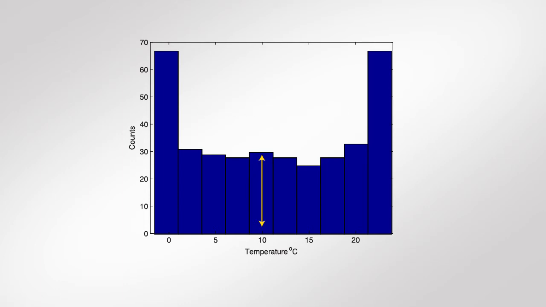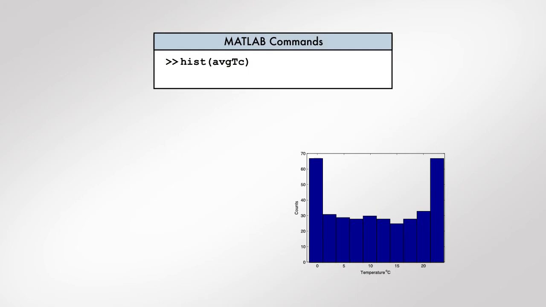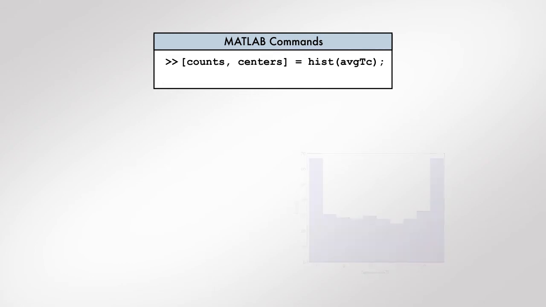By default, the hist function groups the data into 10 evenly spaced bins. The location and width of the bins are chosen such that the entire data range is covered. Often we need the number of counts and bin locations for further analysis of our data. We can receive two output variables from the hist function to accomplish this.